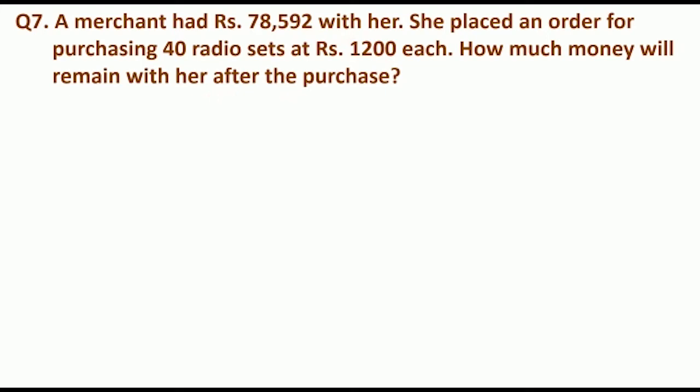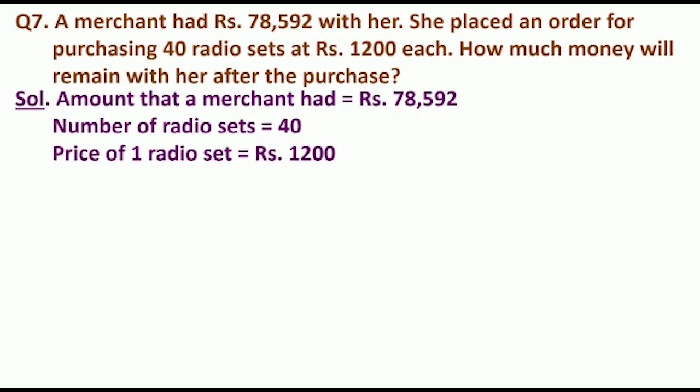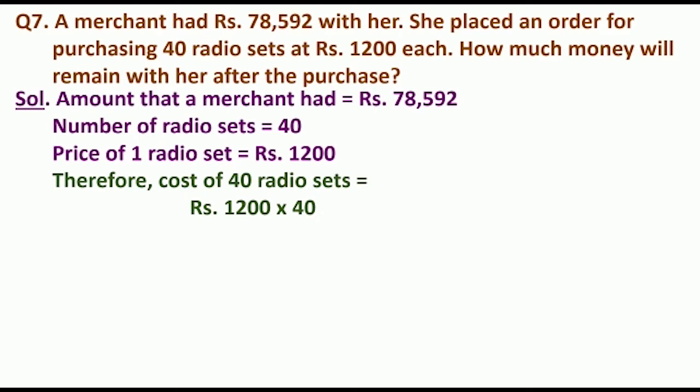Okay, so how much money will be left with her after the purchase we need to find. Okay, so here amount that a merchant had is rupees 78,592. Okay, and number of radio sets she is purchasing is 40. Okay, and price of one radio set is rupees 1,200. So first we will find the price of 40 radio sets. Okay, so we have to multiply this 1,200 rupees into 40.